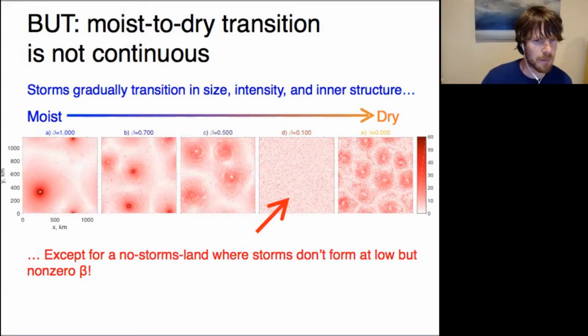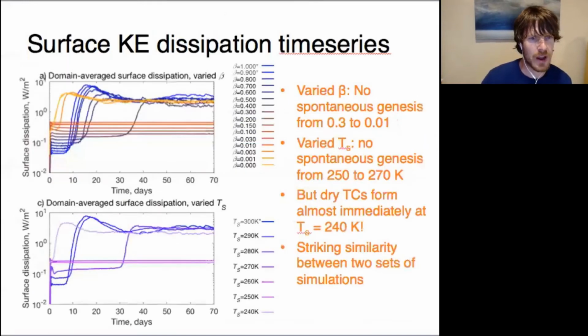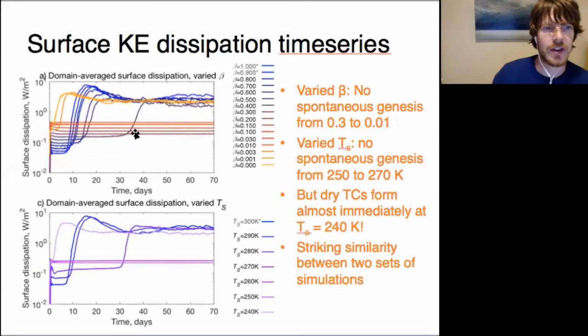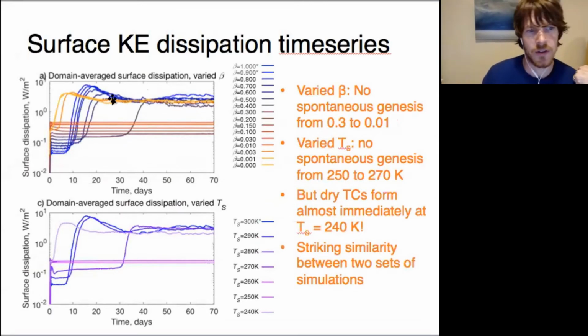So a way that we could identify what parameter range corresponds to this, rather than taking snapshots, is to look at the domain averaged surface kinetic energy dissipation. As I said earlier, that's a number in watts per meter squared that corresponds to the average value of C_D, the drag coefficient, times the air density times the cube of the surface winds.